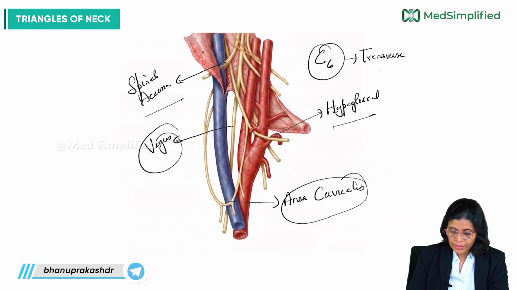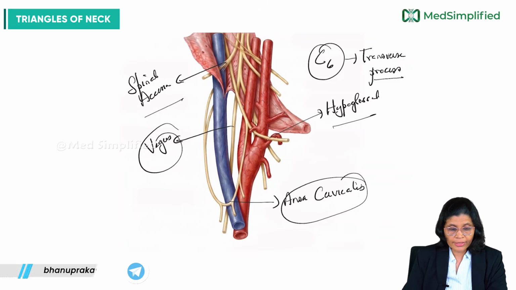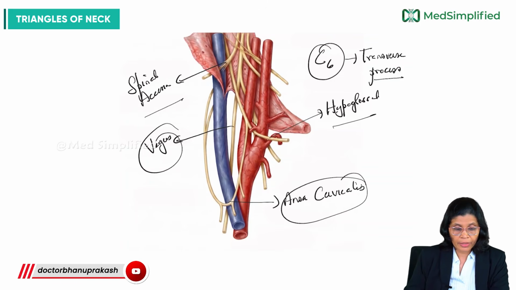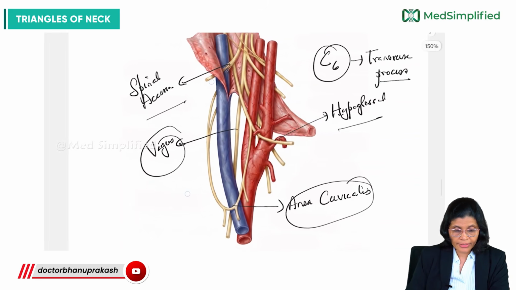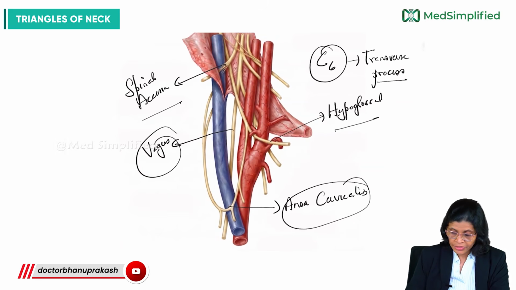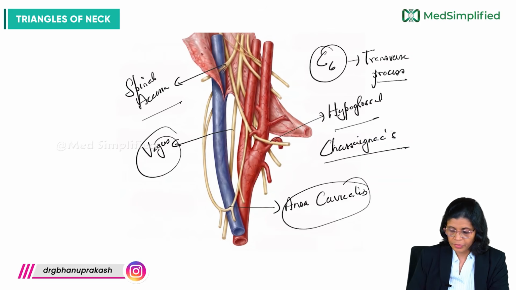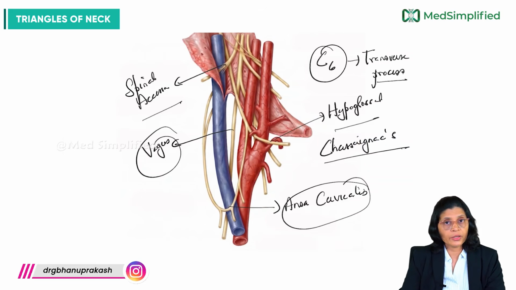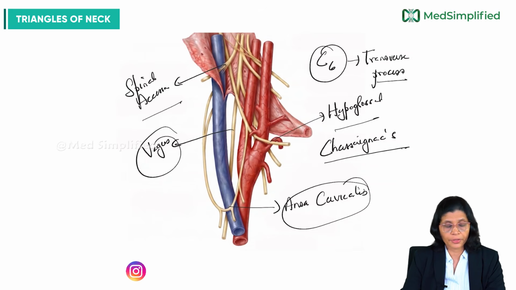Transverse process of this, we can compress the common carotid artery. So this is known as the carotid tubercle. This C6 transverse process is called the carotid tubercle, or it is also known as the Chassaignac tubercle. Chassaignac tubercle or carotid tubercle, which means the same. The carotid tubercle lies about 4 centimeters above the sternoclavicular joint.